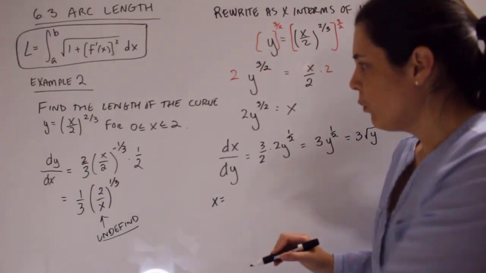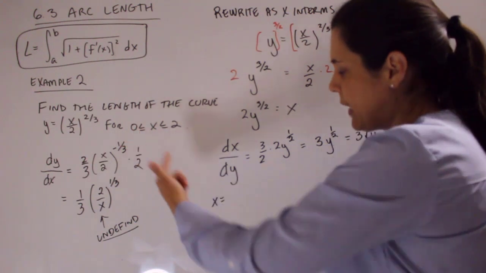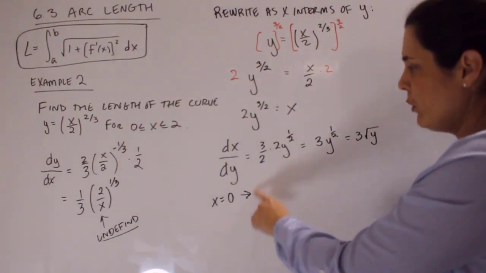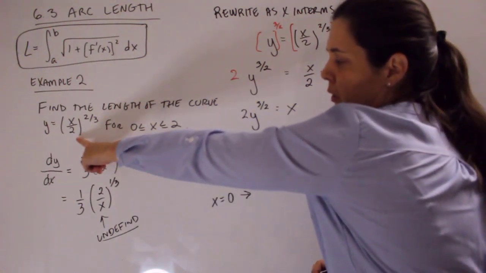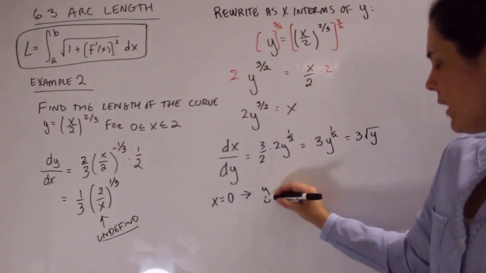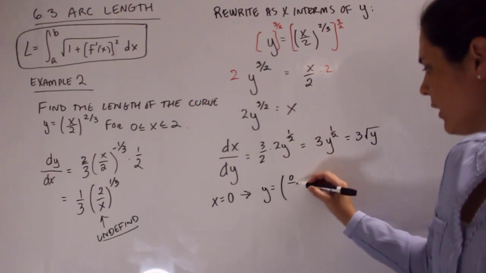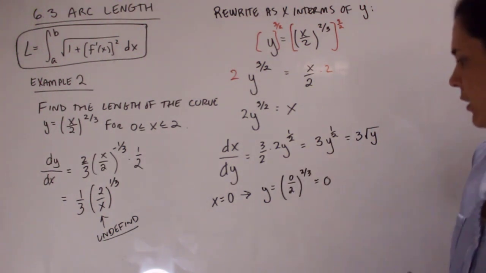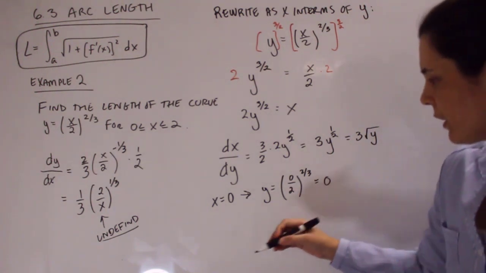So what would have become our lower limit of integration was x is 0. So let's figure out what y is. When x is 0, you can plug it back in here or back into the original, either is fine. y equals, and I'll just write it out so you see it, (x over 2) to the 2/3 power. This is just 0. So that's going to be our lower limit of integration.